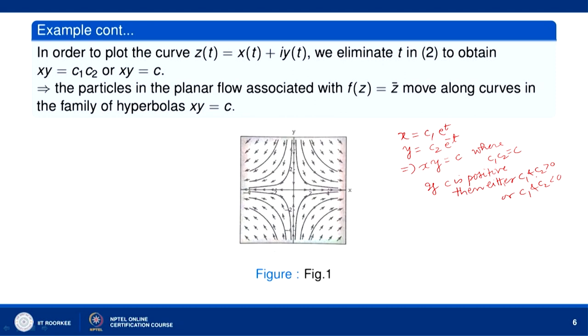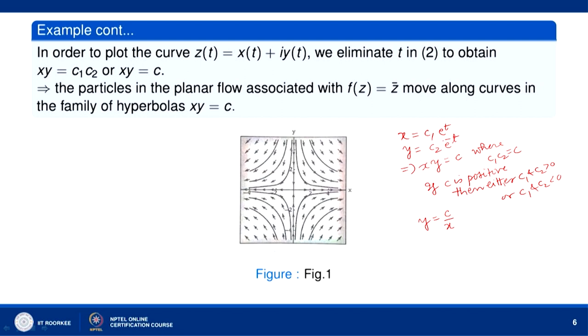Okay. So, what will happen if c1 is positive, c2 is positive? You can see here, if xy is equal to c, when x is positive, it means c1 is positive. So, by xy equal to c, y is equal to some constant divided by x. So, when x increases, y decreases. So, x is equal to c1 e to the power t, y equal to c2 e to the power minus t. So, when t increases, x increases.